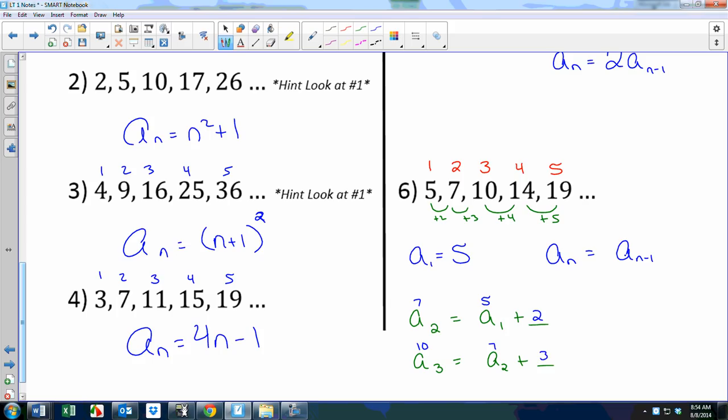Now here's the connection you have to make. That 2 is the same as that 2. That 3 is the same as that 3. And what is that letter in the recursive formula? That's the n. So your formula is a sub n minus 1 plus n. And those are the hardest because they involve n in a recursive formula. That's the end of the notes.